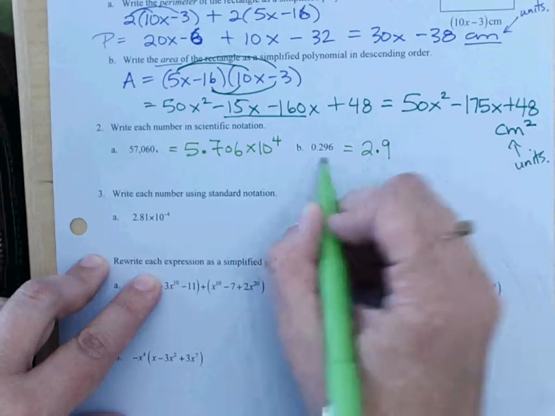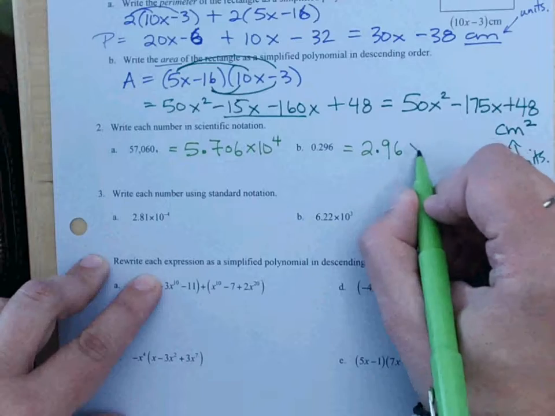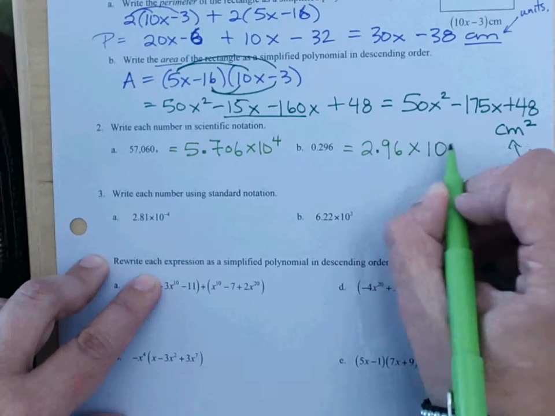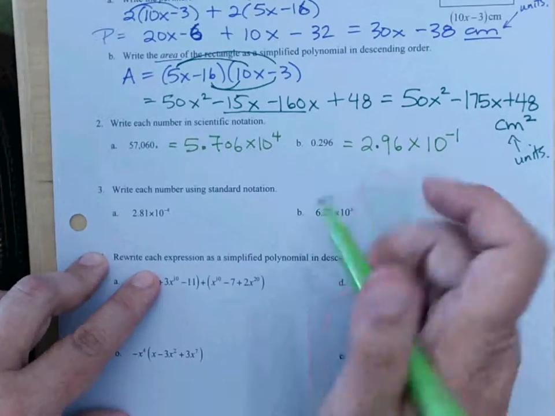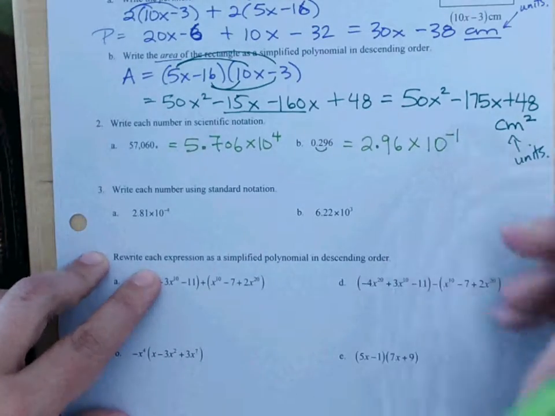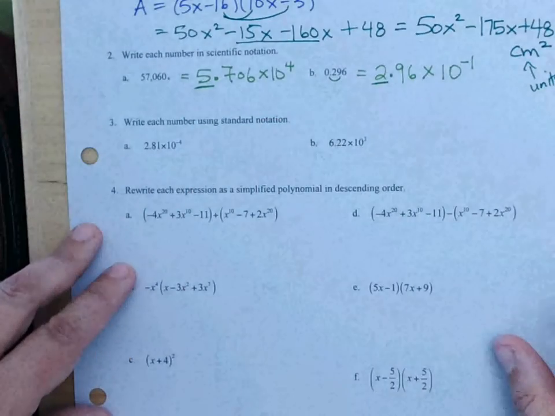Where do I want to move this decimal to? 2.9. I always want to have one digit in front of the decimal. Since I only moved it one place, times 10 to the negative 1. I only moved it one place. The number is smaller, so I always have a negative exponent when my number is small. We always want to have one digit in front of the decimal when we write in scientific notation.